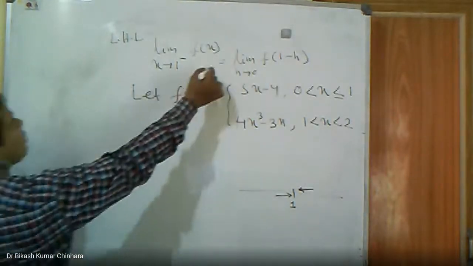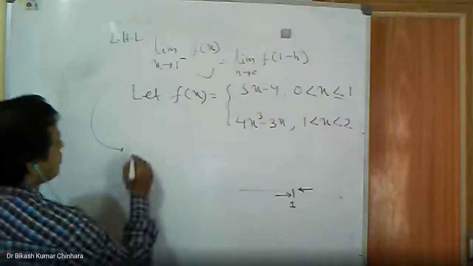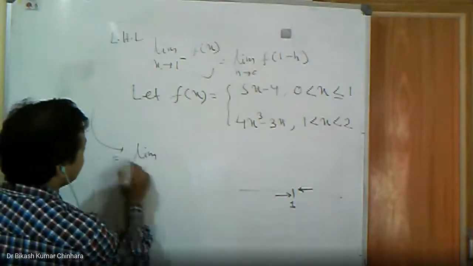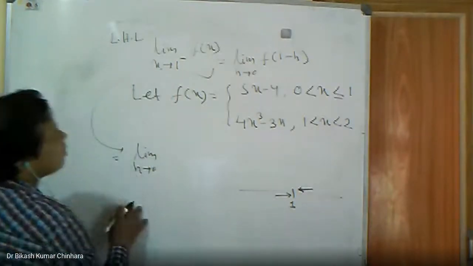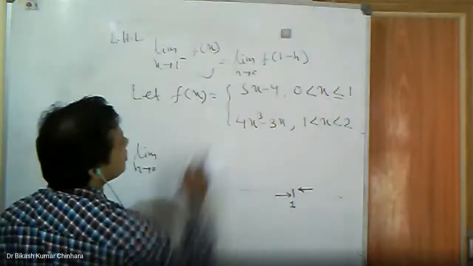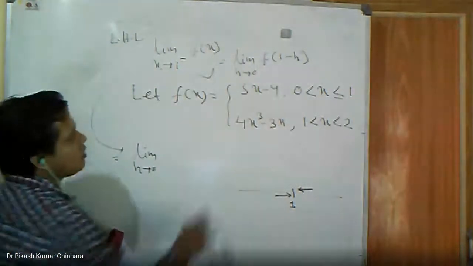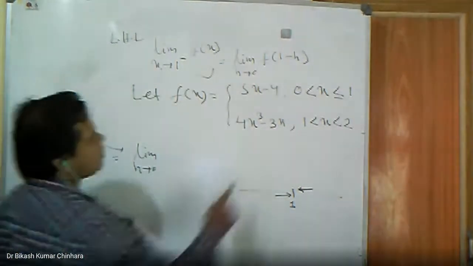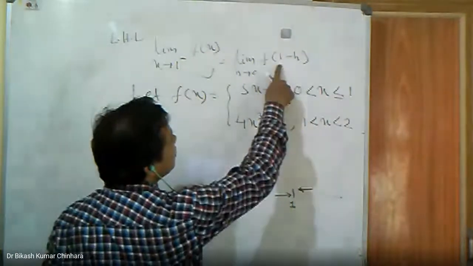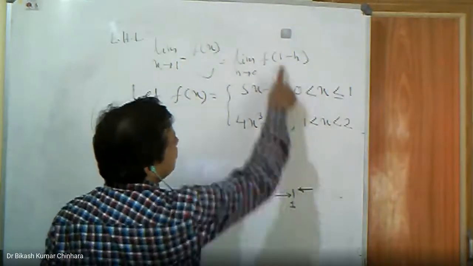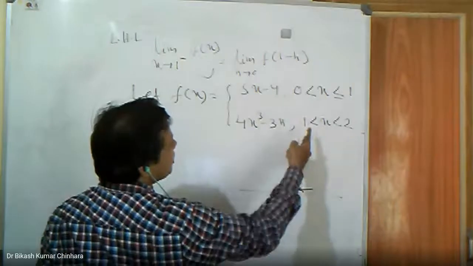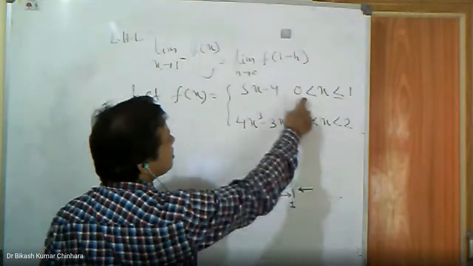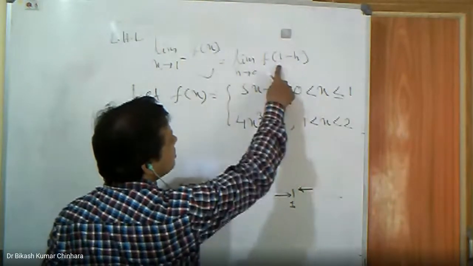Let us evaluate. Simplify this. So you should write this is equal to limit h tends to 0. What is your f? First of all, you have to decide which part I should take. If x is lying here, the variable is 1 minus h. So 1 minus h is a quantity lying in this interval.